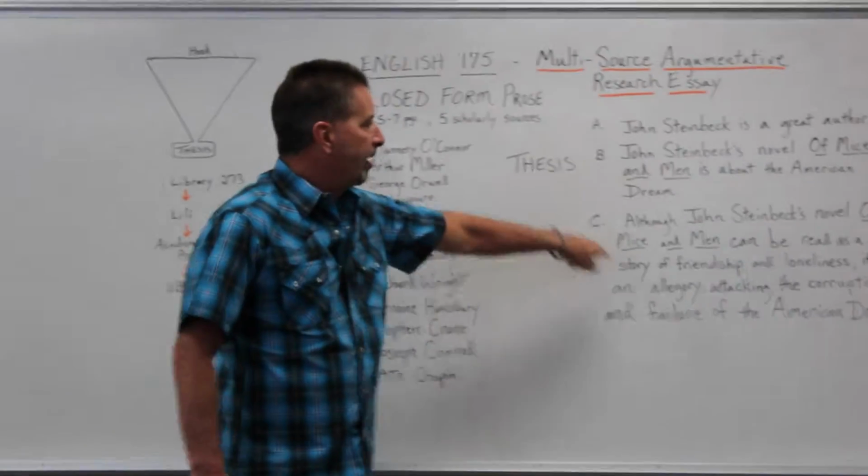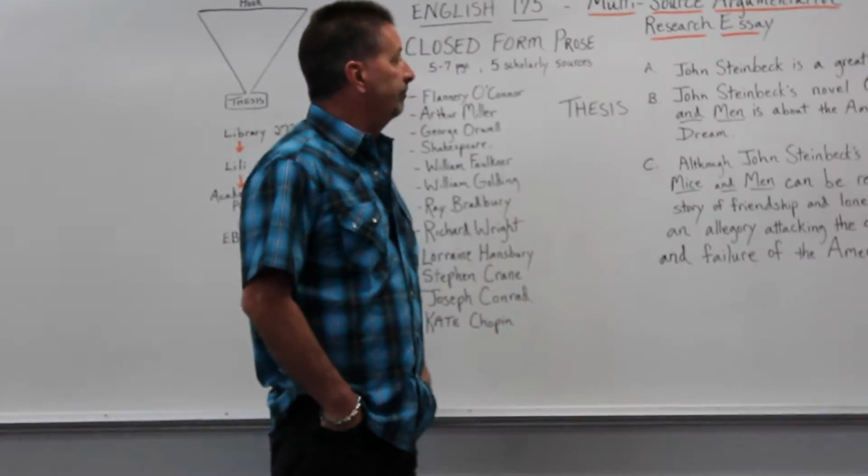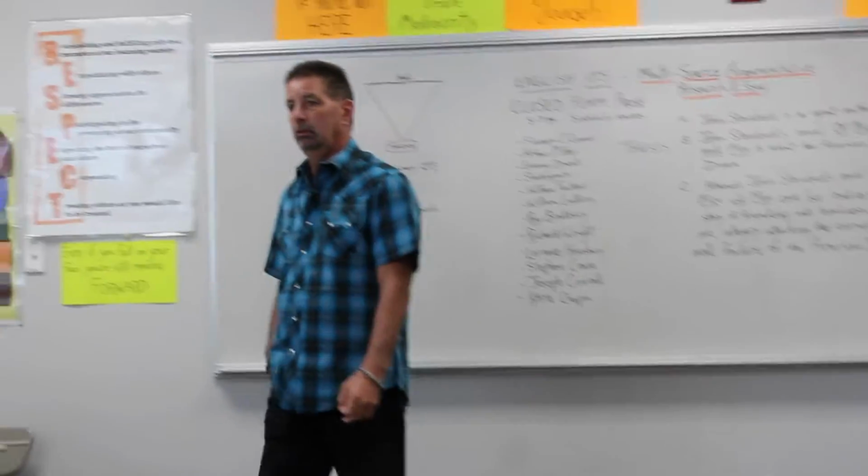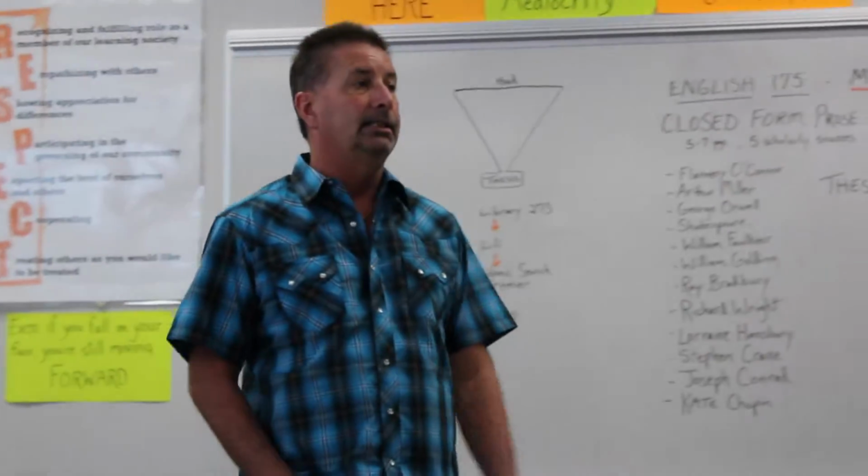Letter C. Although John Steinbeck's novel Of Mice and Men can be read as a simple story of friendship and loneliness, okay, there's our tension, subordinate clause, comma, it is an allegory attacking the corruption and failure of the American dream. Okay, that would be a good thesis.